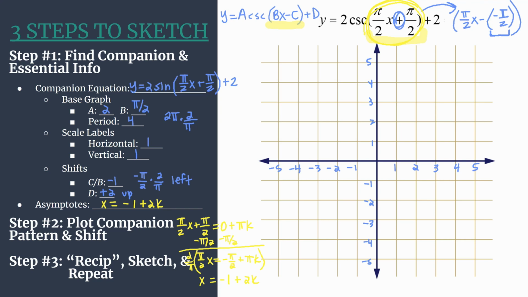All right, so we're done with our analysis for the most part here. We're ready for step 2. We're going to plot our companion pattern and then shift it. So do this lightly or in a different color. I'm going to use light blue.